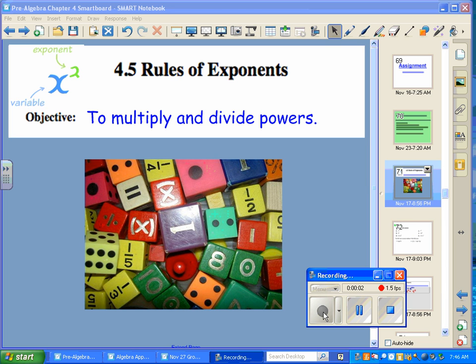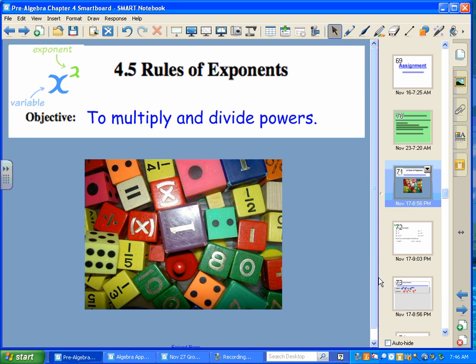I can't find them. All right, guys and girls, our objective today is to talk about multiplying and dividing powers. So does anyone know or remember any rules of exponents before we start today? Mary, do you know or remember anything?